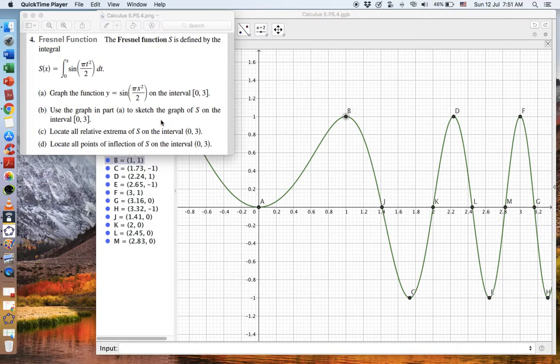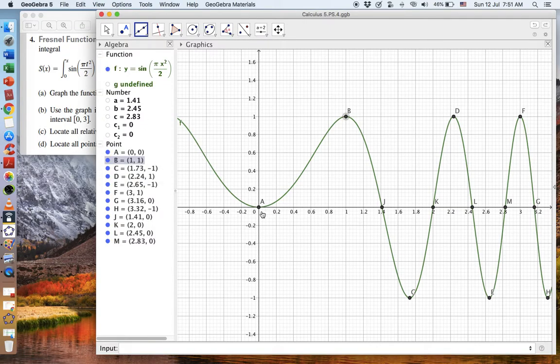Hello, in this video I'm going to work through a few problems using integral calculus with technology. Our first example here is about this Fresnel function, which is big S defined by the antiderivative, or the integral of sine of pi t squared over 2 from 0 to x. It first asks us to graph the function, which would be the derivative of the Fresnel function, y equals sine pi x squared over 2 on the interval of 0 to 3.